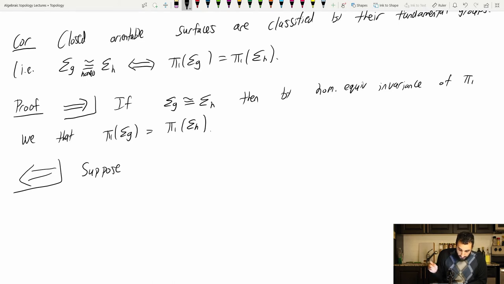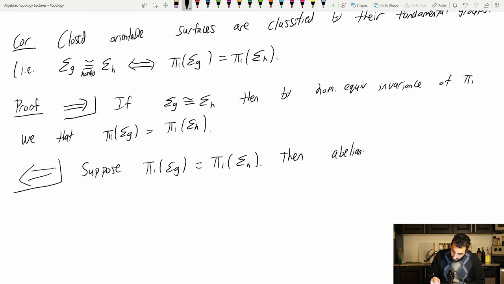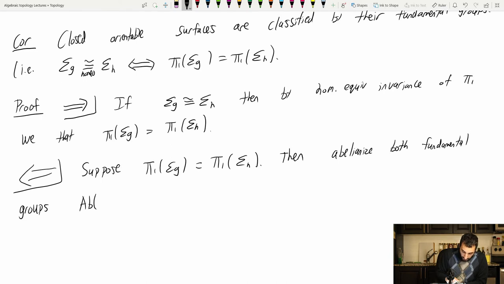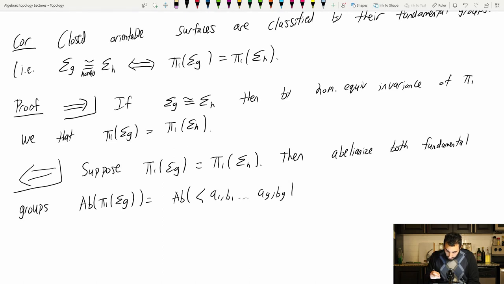Suppose pi 1 of sigma g is equal to pi 1 of sigma h. Well, then let's abelianize both fundamental groups. So the abelianization of pi 1 of sigma g is the abelianization of the group given by a1, b1, up to ag, bg, so that a1, b1, all the way up to ag, bg commute. The product of all those commutators is 1.